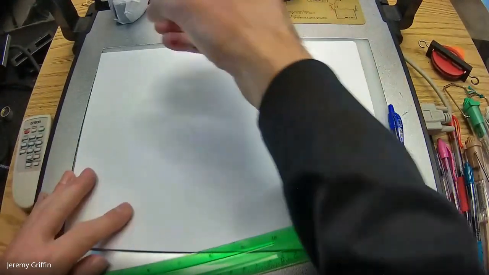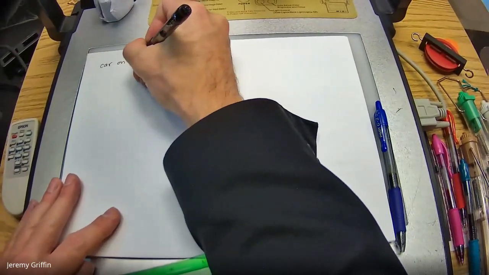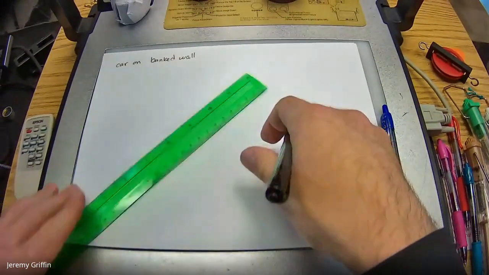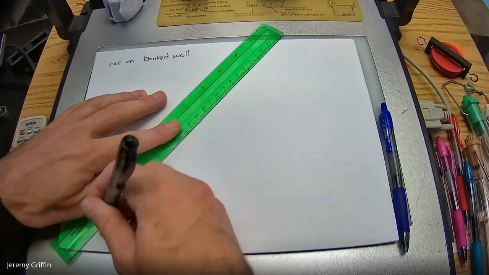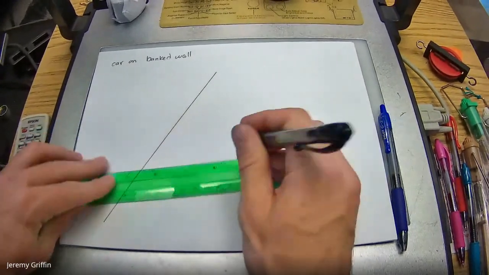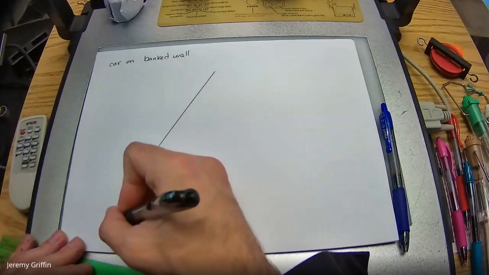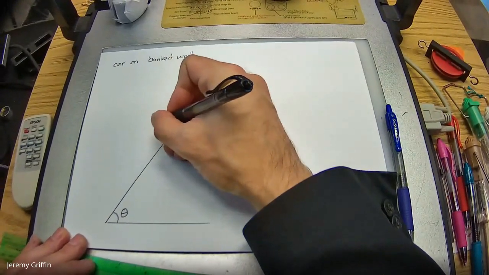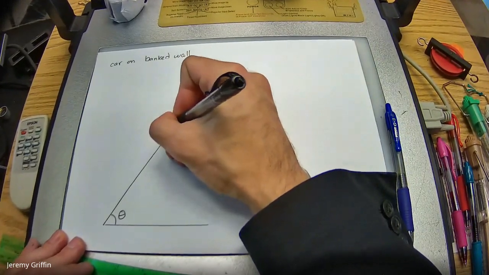Okay, so, car on a banked wall. I really do like this problem, so it goes something like this. Let's have a really steep banked wall, just like the video. Maybe it's like a 70-degree angle or something crazy. Sort of a big old angle right there. Let's put a car right here.